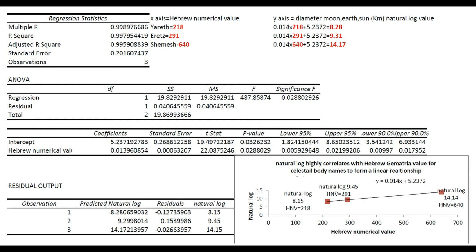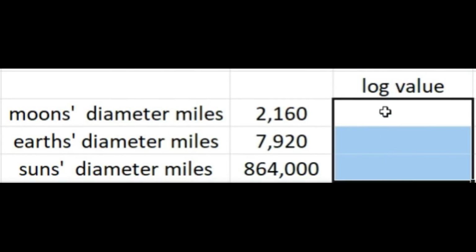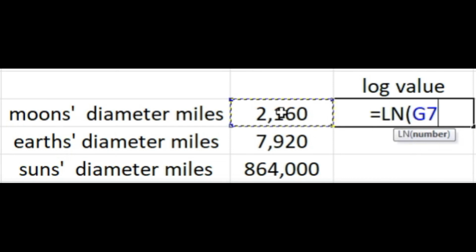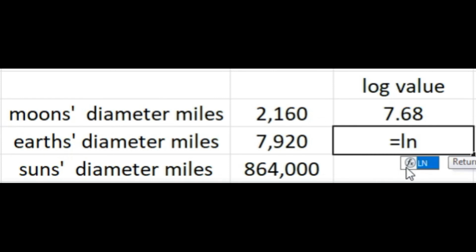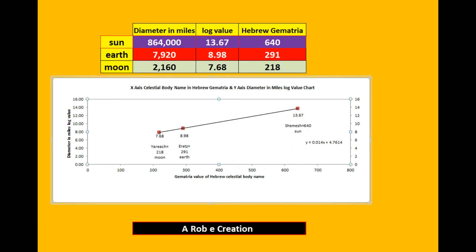The sun has a diameter in miles of 864,000. The moon's diameter is 2,160 miles, and the earth has a diameter of 7,920 miles. The log value of the diameter of the moon, earth, and sun in miles has a direct correlation with the Hebrew gematria value for the names of the celestial bodies, moon, earth, and sun, in Hebrew on an XY axis. The log values correlate exactly with the Hebrew gematria value for the name of the celestial bodies, forming a linear relationship.